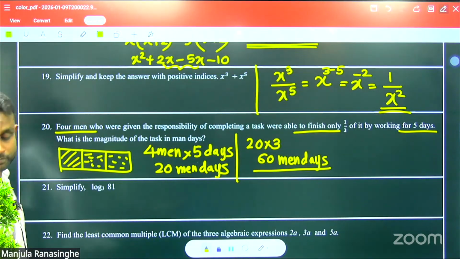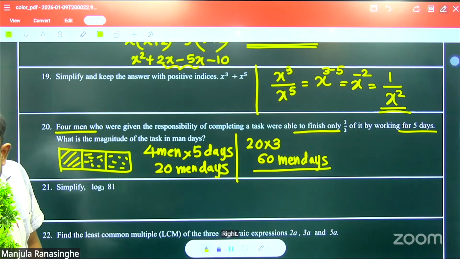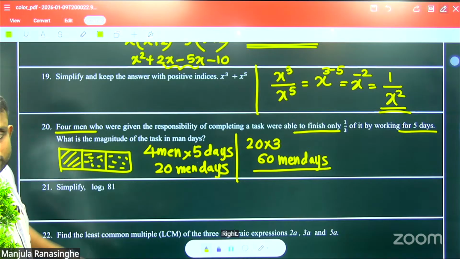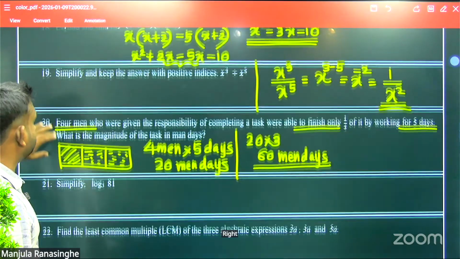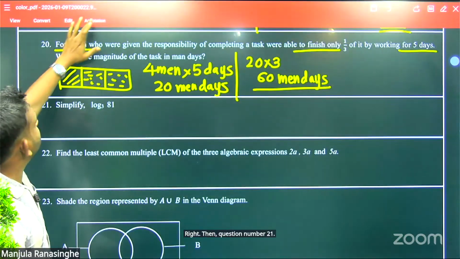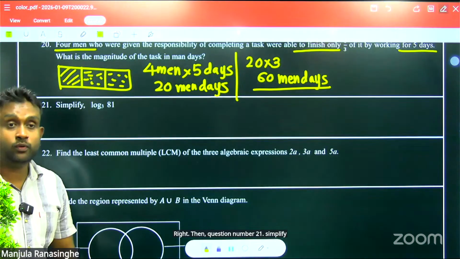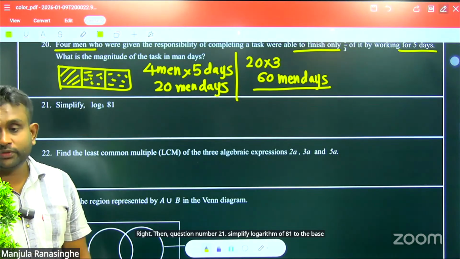Right. Right. Then question number 21. Simplify logarithm of 81 to the base 3. Okay.